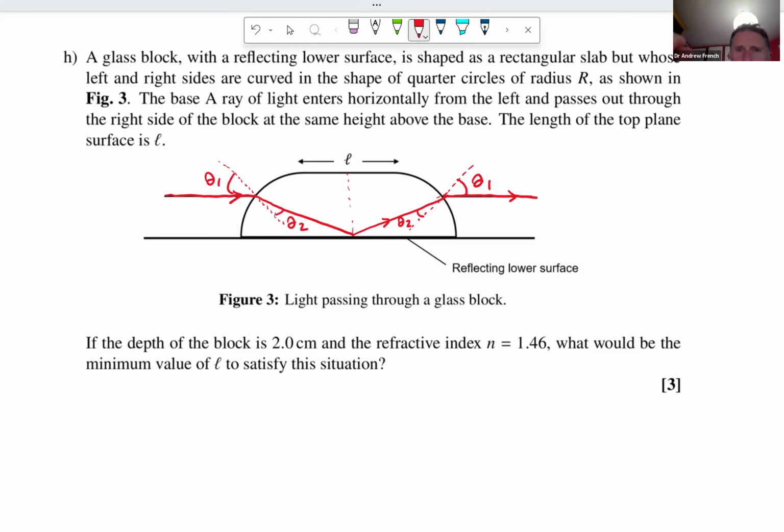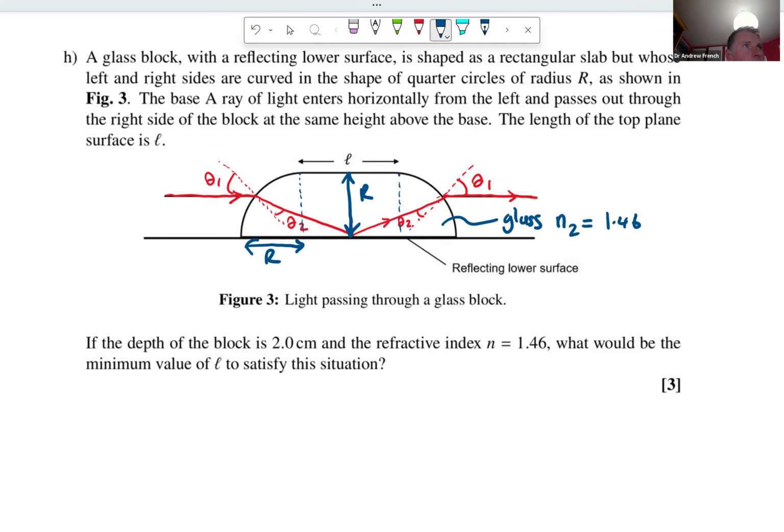Let's call this something. A quarter circle has radius r. That's going to be that distance there. If you think about it, that's my quarter circle, if I can draw that down. So that's also R here. Right, what else do we know? Okay, so this is glass, and I'm going to call it medium 2, so n2 is 1.46.